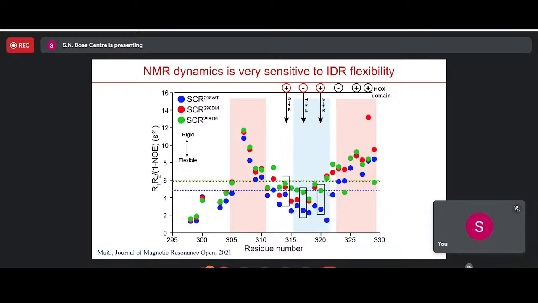So that's good. It means that yes, by having these alternate plus and minus charges, a disordered region can become relatively more rigid. Now it turns out that this region is actually quite far from the DNA binding. The DNA binding domain will be somewhere here. So this is quite far from that. My prediction was that these mutations should not make any difference to the actual DNA binding.